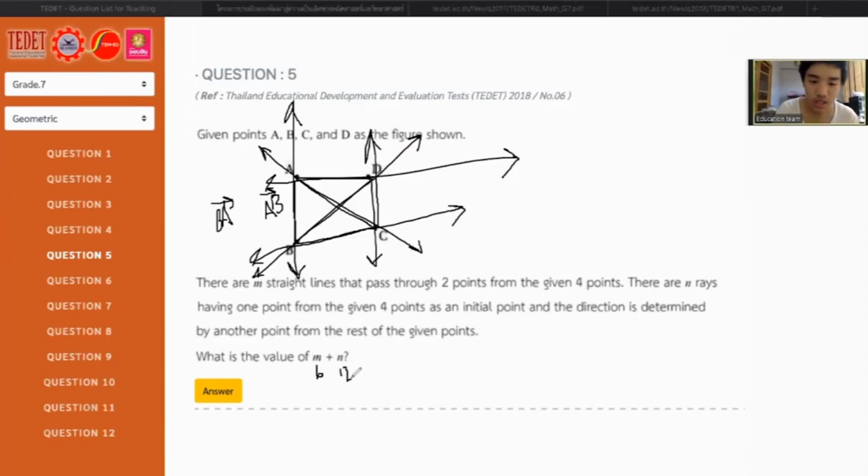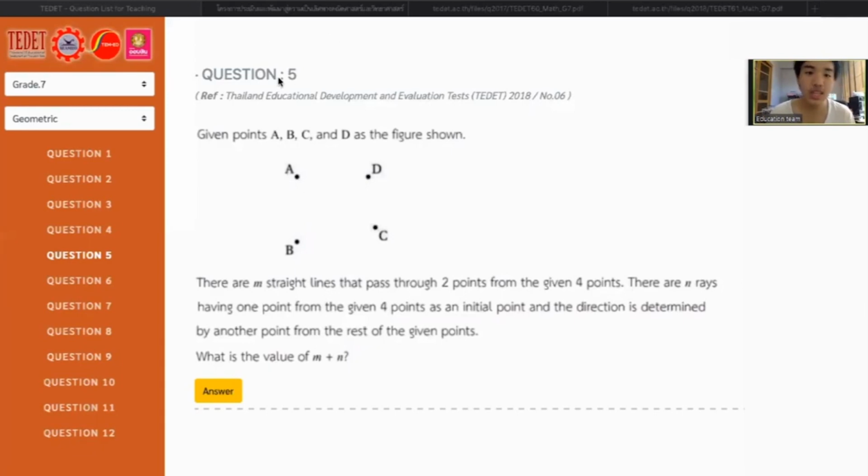So we have 6 for m, 6 for the lines, and 12 for your rays, which are essentially lines with directions. Think of a ray as a line with a direction. Think of it as an arrow. Okay, first, are we clear that the answer is 6 plus 12, which is 18? So the answer is 18. Now I'm going to show you a slightly quicker way of doing this.